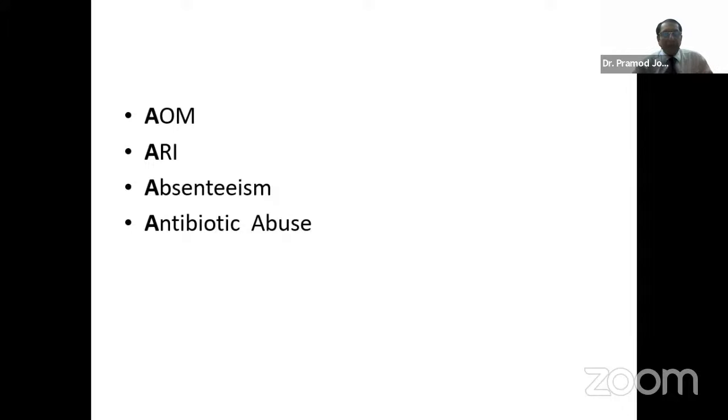So just remember the alphabet A, so that the child has acute otitis media, acute respiratory infections, absenteeism from the work or the school, and antibiotic abuse. Just as our colleagues are unable to differentiate viral from bacterial, they many times land up giving antibiotics like amoxicillin or azithromycin. And that's the reason why there is antibiotic abuse, as a part of therapy in influenza.